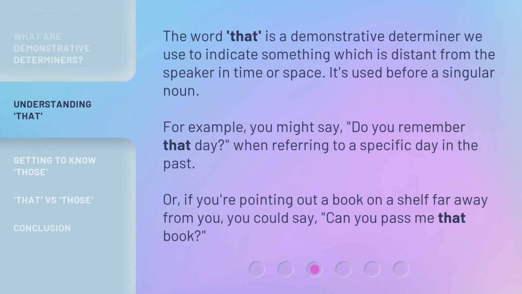The word that is a demonstrative determiner we use to indicate something which is distant from the speaker in time or space. It's used before a singular noun. For example, you might say, "Do you remember that day?" when referring to a specific day in the past. Or, if you're pointing out a book on a shelf far away from you, you could say, "Can you pass me that book?"